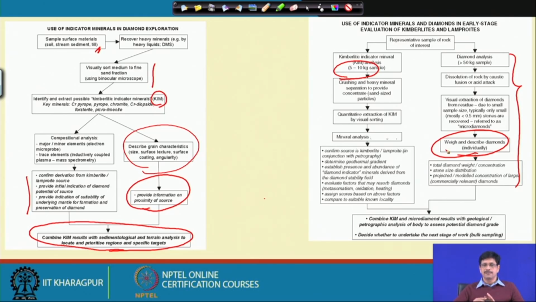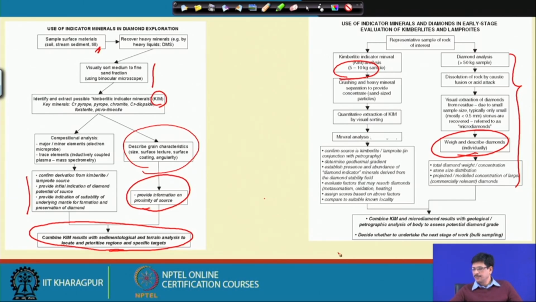After we get the indication of a diamond bearing kimberlite, the next step is that we have to assess what quality of diamond this particular kimberlite has; this is basically the commercial evaluation part: the total diamond weight, fraction concentration, then the stone size distribution and the modeled concentration. Combine all these together and then decide whether to undertake the next stage of work, that is the bulk sampling, and whether to go for even further assessment of the quality and quantity parameters, and whether that particular kimberlite pipe has to be worked as a mine for diamond or not.